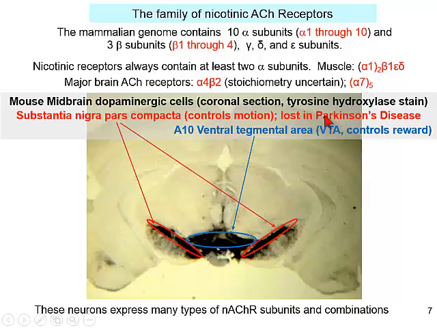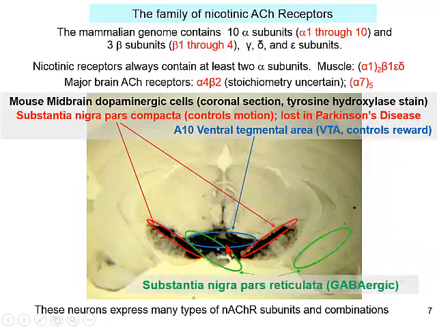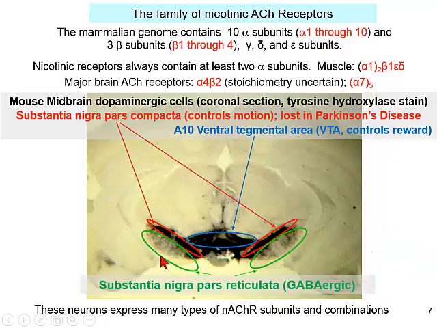And so this is one region where nicotine acts very importantly, particularly in the ventral tegmental area, because the ventral tegmental area is the region that produces a sense of well-being or reward when nicotine enters the central nervous system. Now, the substantia nigra pars reticulata is another region that is GABAergic, that is, inhibitory.